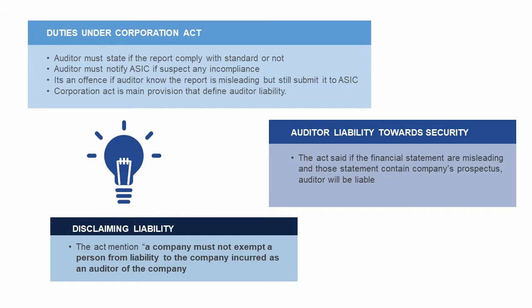The problem arises when the auditors did suspect that the company had breached the Act but didn't notify ASIC. The Act states that it is an offence for auditors to hide those breaches or misleading conduct but still send those financial statements to ASIC. Based on what I mentioned before, this Act is the provision that provides the scope of liability to the auditors.